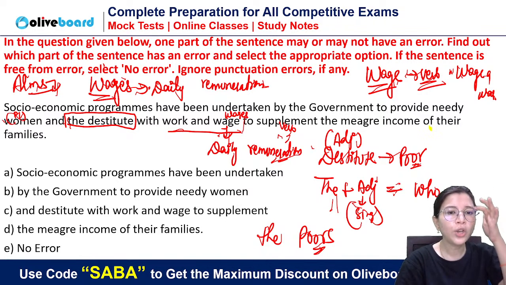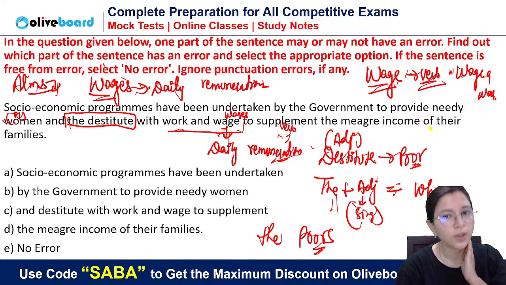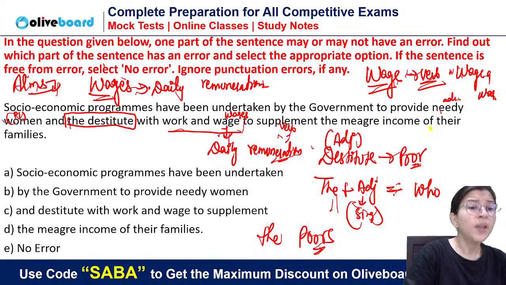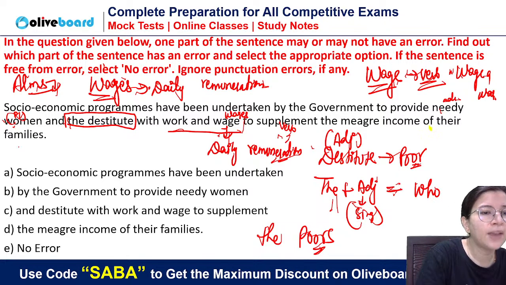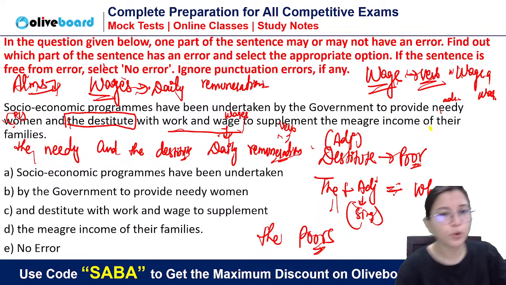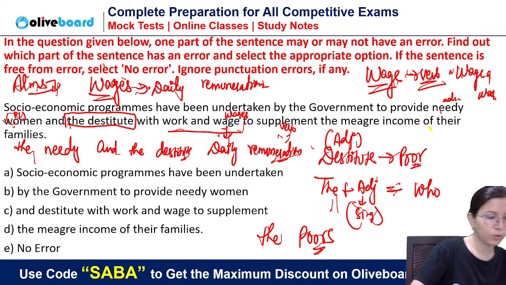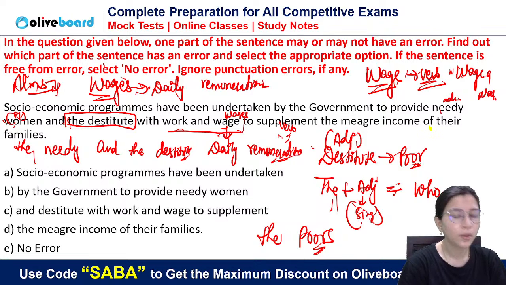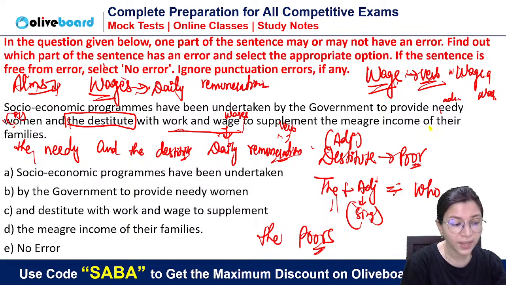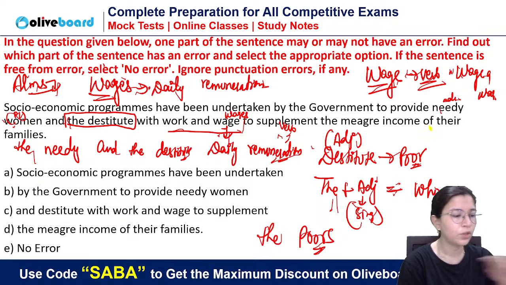ठीक है? So socio-economic programs have been undertaken by the government to provide needy women. Needy is an adjective. देखिए, instead of needy women, can we write the needy? To provide the needy and the destitute. See, you should focus on these structures, guys. Wages is always plural. Always plural. Arms is always plural. Okay. Wages were given to the laborers. You will not say wages is given, was given. Wages were given to the laborers.